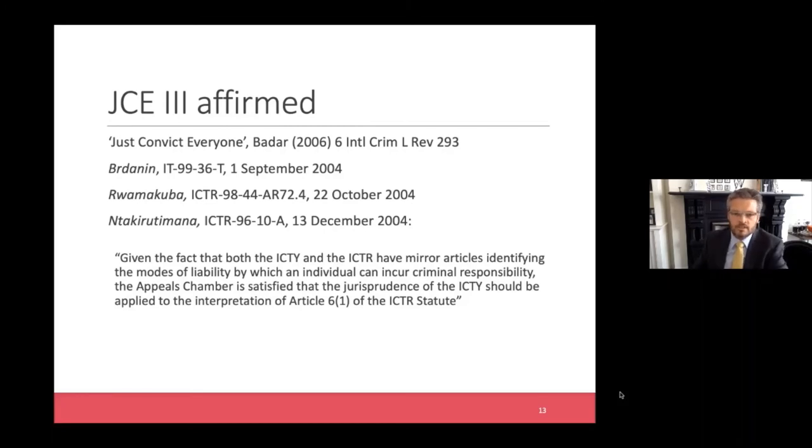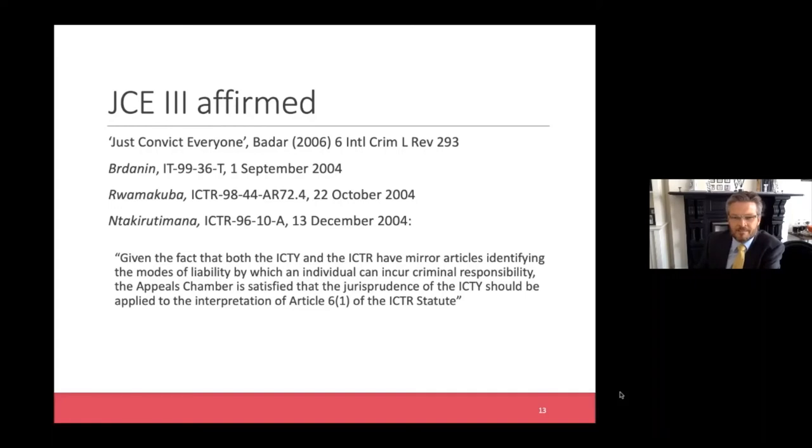Nevertheless, JCE3, or 'just convict everyone' as it has also been labelled, quickly gained traction in the ICTY. It was reaffirmed by the ICTY Trial and Appeals Chambers in a number of cases, including Prosecutor v. Brđanin. The ICTR Appeals Chamber followed suit in Ntakirutimana, December 2004.